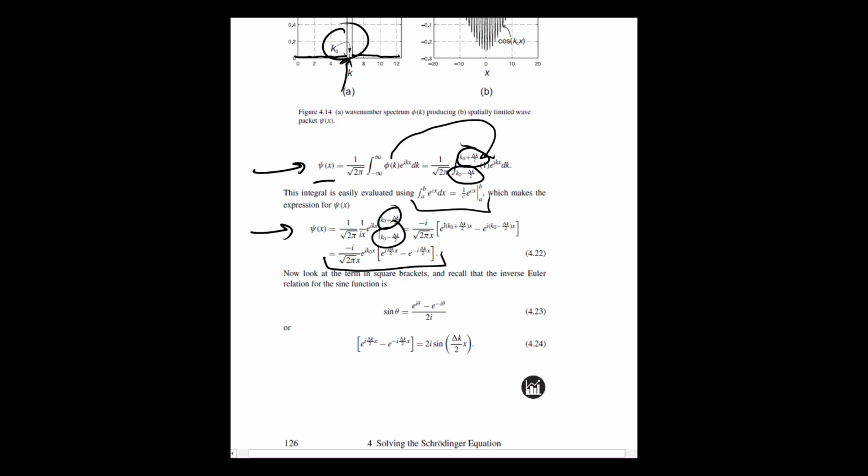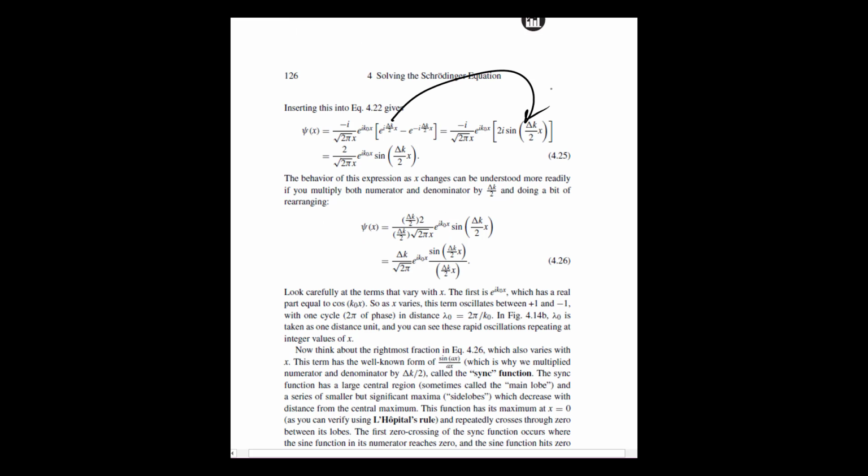A little hard to see what's going on there, but notice that this part, you can use this inverse Euler, in which sine of theta is e to the i theta minus e to the minus i theta over 2i. If we let theta equal delta k x over 2, then we can turn our terms in square brackets into this. When you plug that in, you find that this is psi of x. Still not quite clear what this looks like, but it helps if we multiply both numerator and denominator by the factor delta k over 2. You'll see why this helps in a minute.